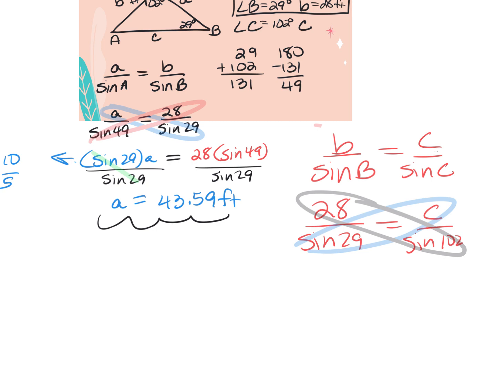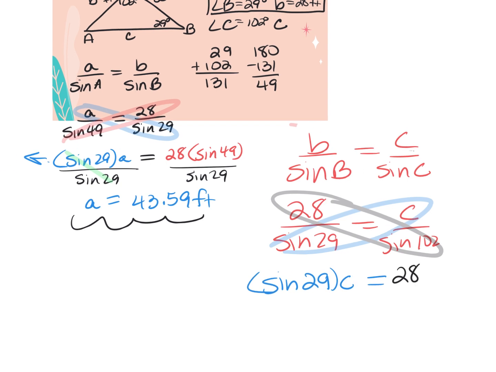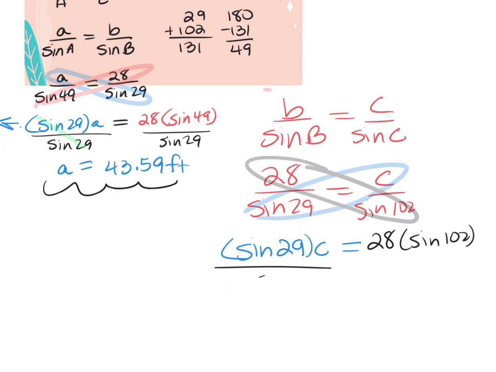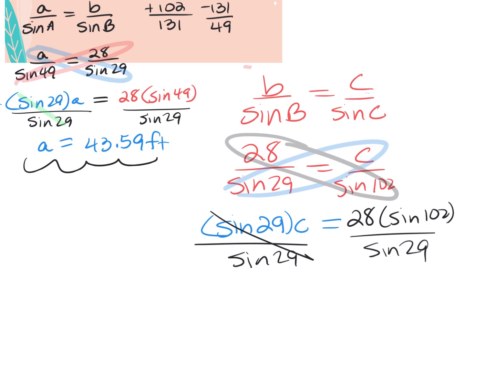So I get sine of 29 times C equals 28 times the sine of 102. And again, I'm solving for C, so I'm going to divide both sides by the sine of 29. That's why I'm writing it underneath both. That'll cancel. And now on your calculator, you're going to multiply 28 times the sine of 102, and then divide that by the sine of 29.